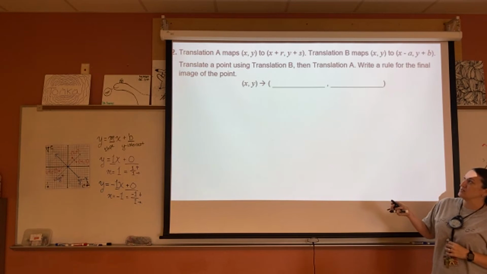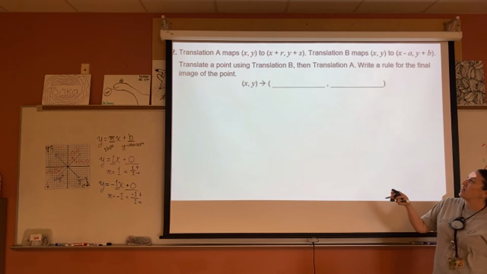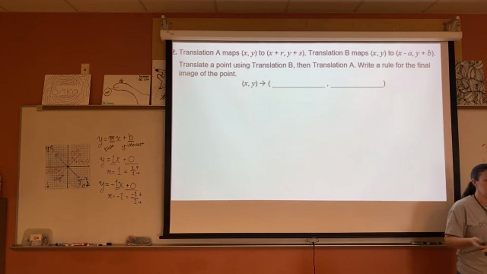So this question says translation A maps (x, y) to (x + r, y + s). R and s are literally just numbers. We just don't know what they are yet. Okay, we're not going to know for this problem. Then we have translation B, which maps (x, y) to (x - a, y + b). Again, a and b are just numbers we don't know. Then here's where the directions come in that you have to pay attention to. Translate the point using translation B, then translation A, and write a rule for the final image of the point.